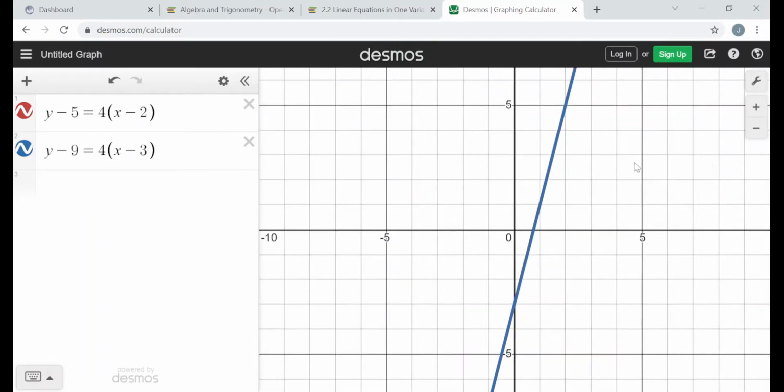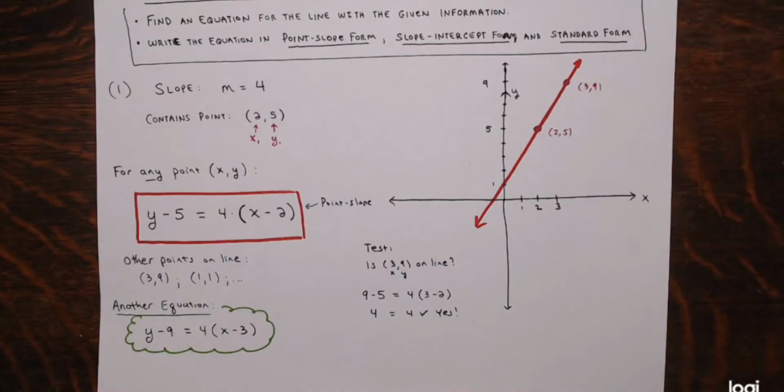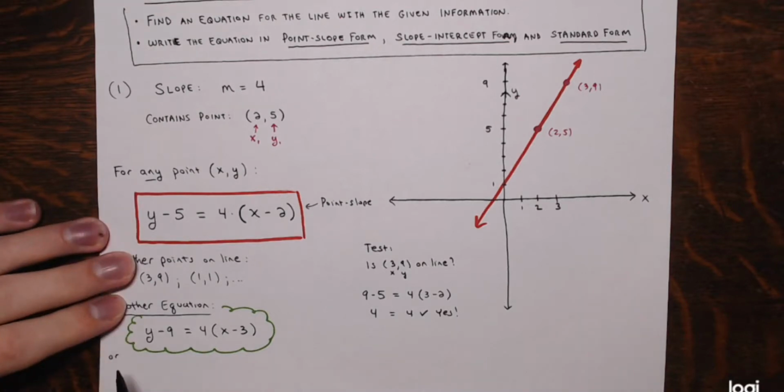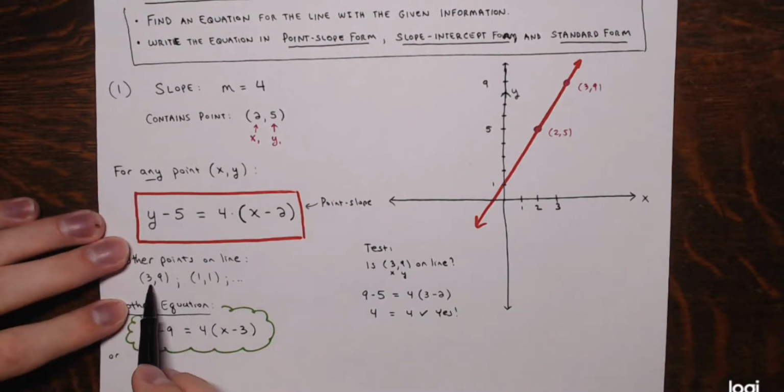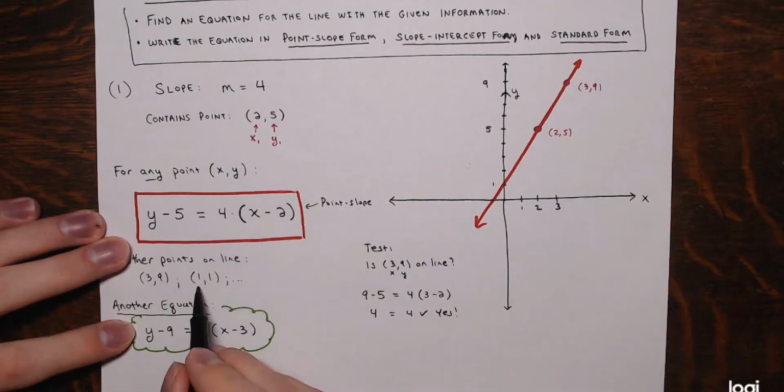Alright, watch. So I'll turn the blue off. Red, blue, red. Again, if you're colorblind, I apologize, but you see that this second line, when I activate it, is lying right on top of the first line. They are the same line, just different looking equations because I used a different point. All right, so I'm going to do one more of these. Instead of using 3,9 or 2,5, I use another point on the line, 1,1.